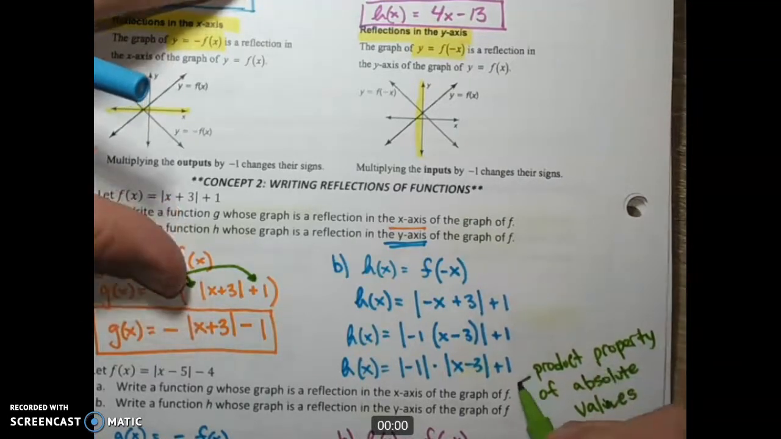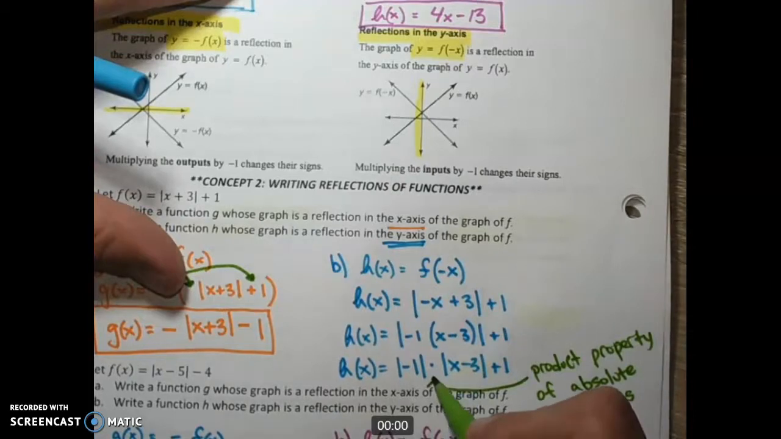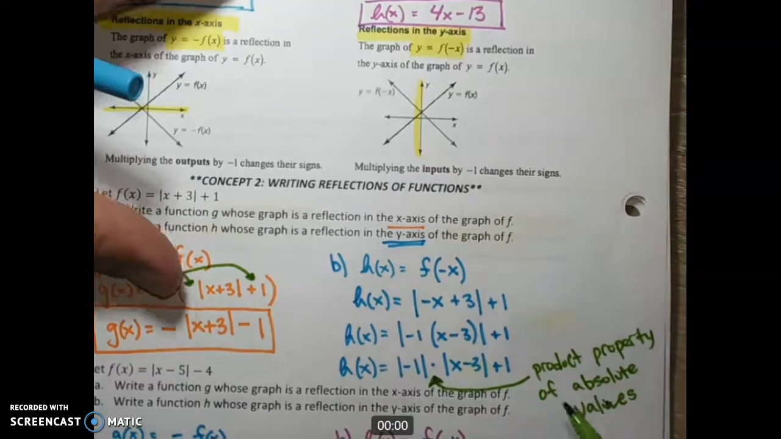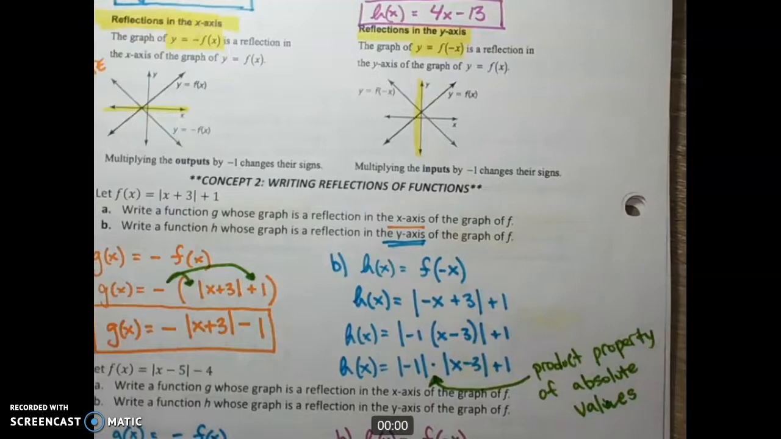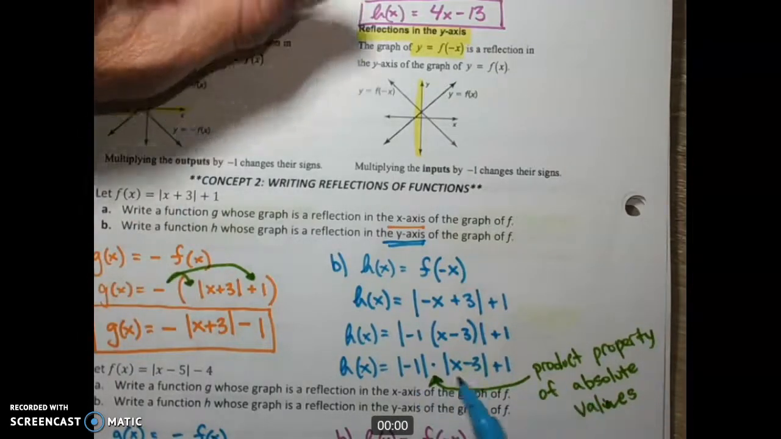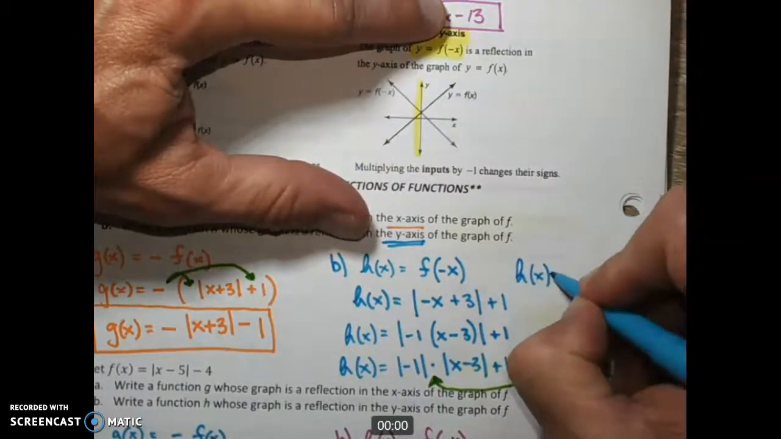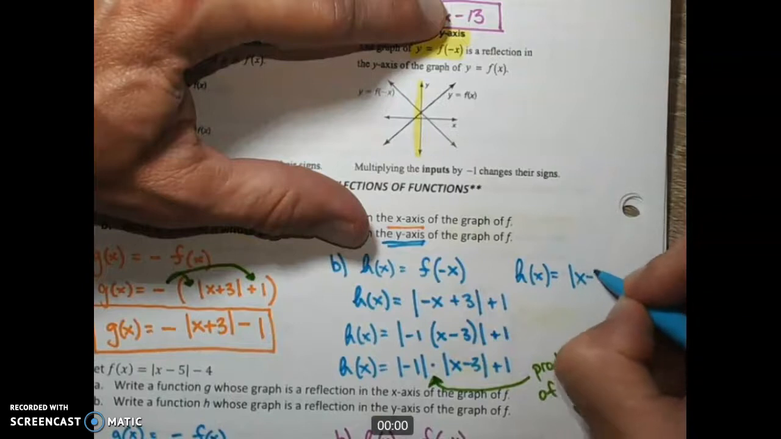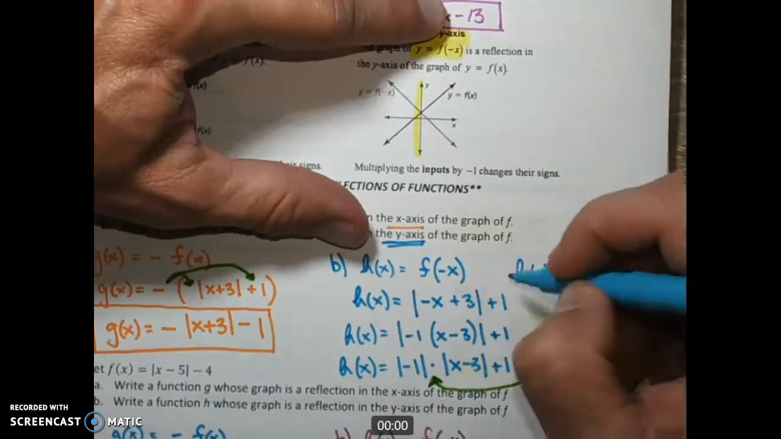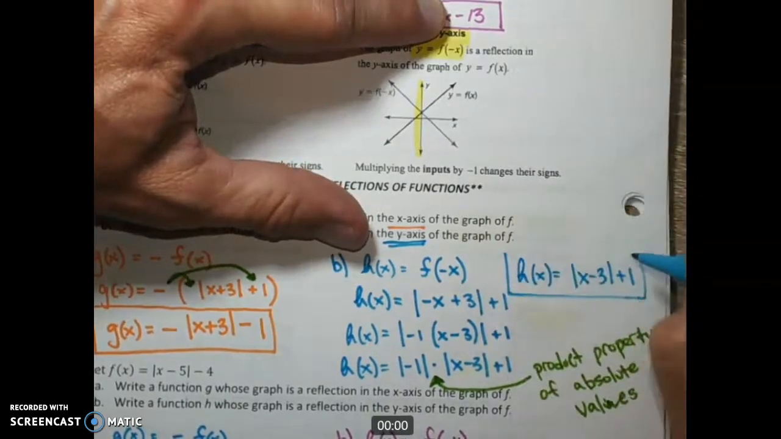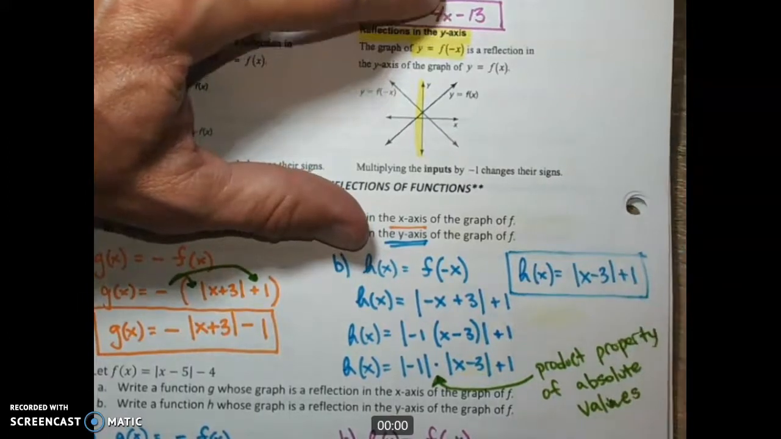And that's this right here. And what's the absolute value of negative 1? 1, right? So that's 1 times this, and that's just going to be that. So h of x equals the absolute value of x minus 3 plus 1, and we are done. And that is simplified completely.